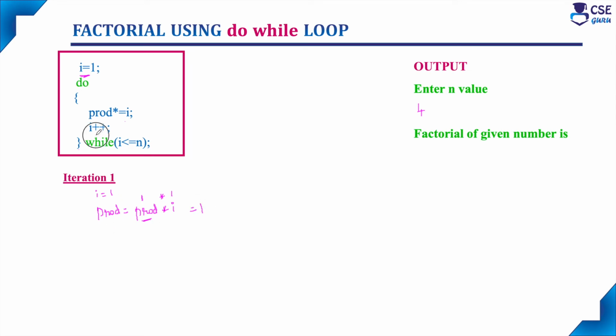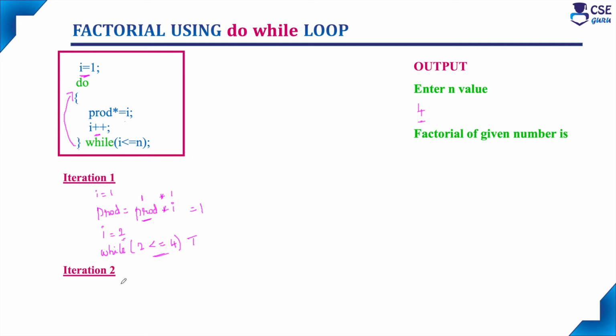Then update the I value, increment the I value by 1. So we will get it as 2. Then at the end, check the condition while I value was 2. That is the updated I value, 2 less than or equal to n value, here we have entered as 4. So 2 less than or equal to 4. Yes, the condition is true. Next, it will allow the body of the loop to execute one more time. This first iteration by default will execute for do while loop once.